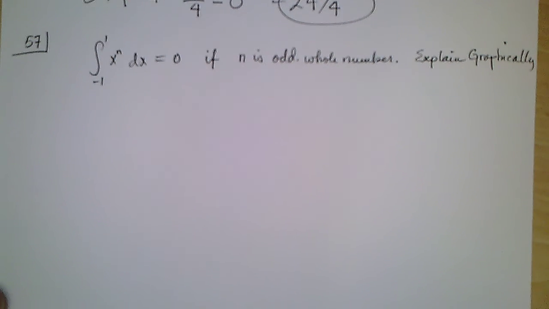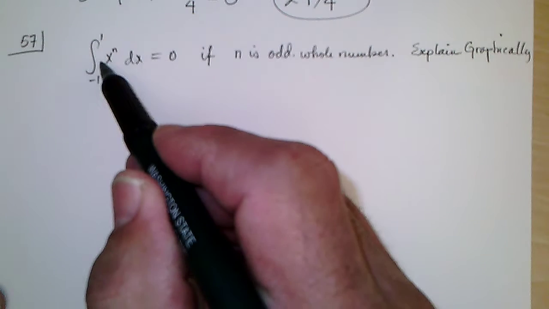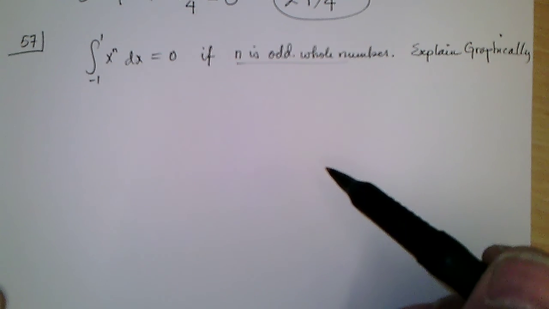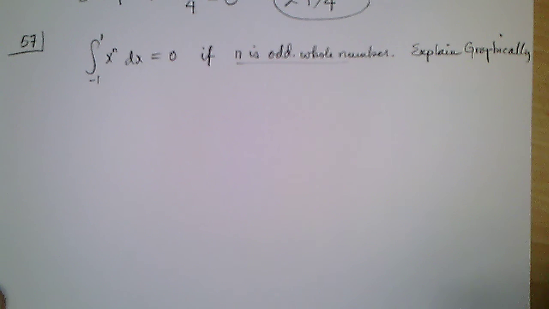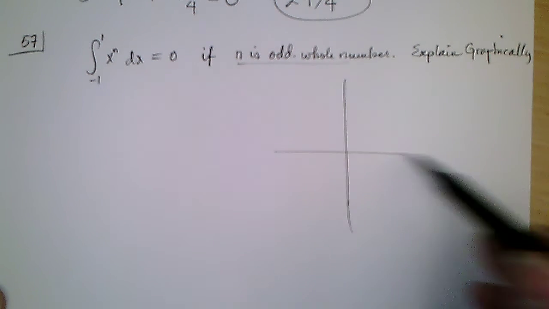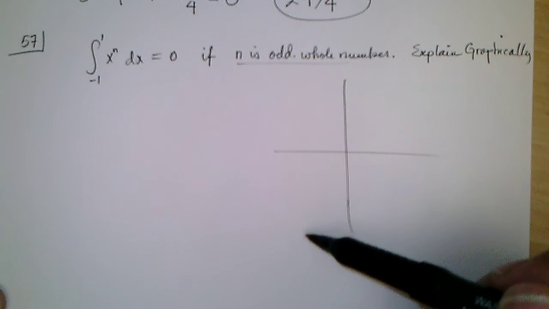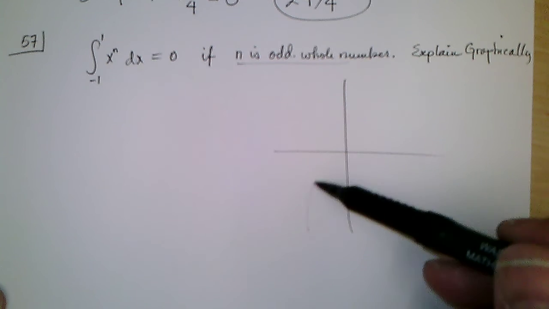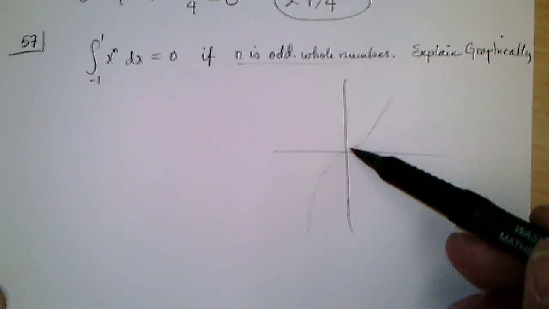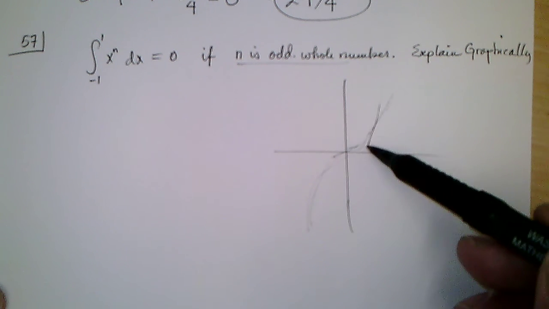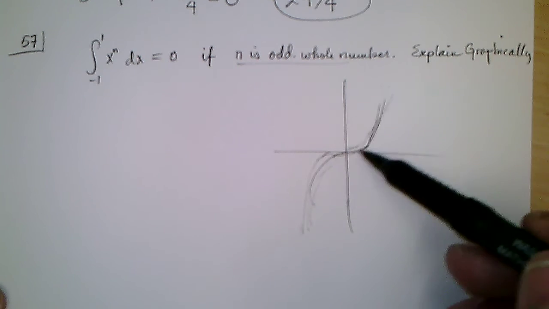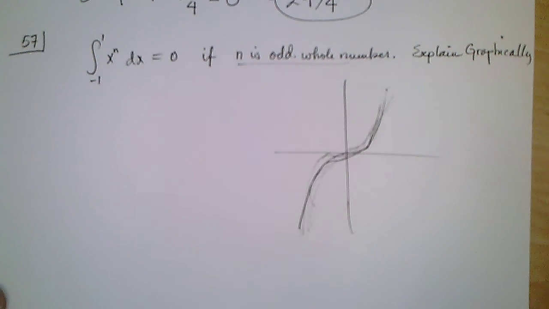Okay. Now on this one it says n is an odd whole number. Well, if it's odd and positive, then it's going to look like this. The cubed one, which we just did, looks like this. The 5th one is a little flatter in here, and then the 7th is flatter. But it basically looks like this.